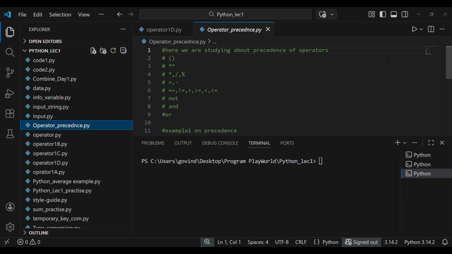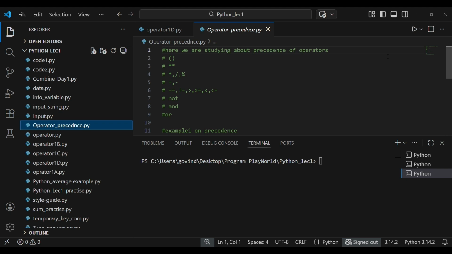Like if someone tells you to find a simple interest, what's the formula of simple interest? P into R into T upon 100. But what do you write there, instead of using brackets? Principal into rate into time upon 100. So what will it follow? It is going to get confused. So here we are going to study the precedence of operators.